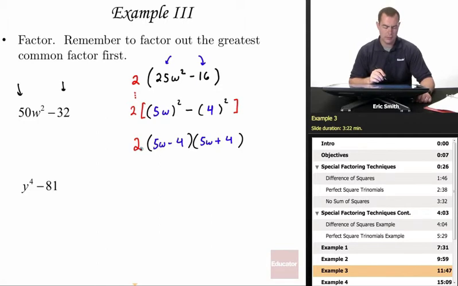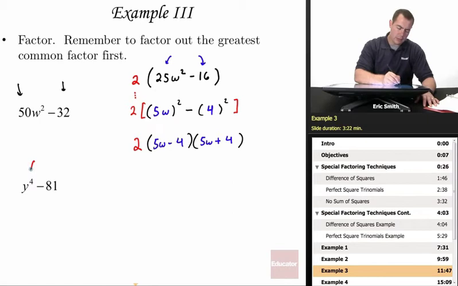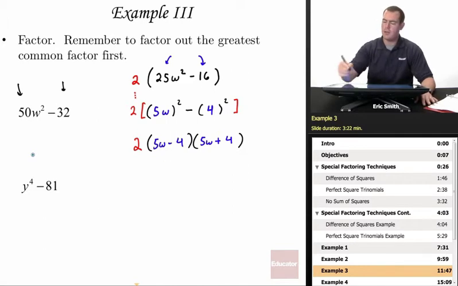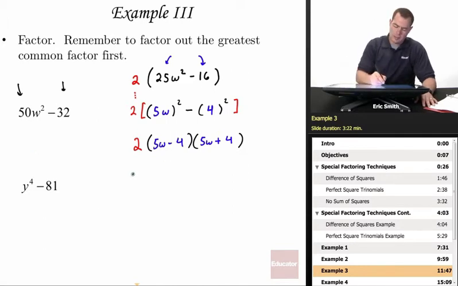All right, one more of these difference of squares, but this one's got a little bit of a change to it. Notice how this one is actually to the 4th power. Sometimes you might be able to apply these rules, but you have to start off by looking at it as something squared times something squared.